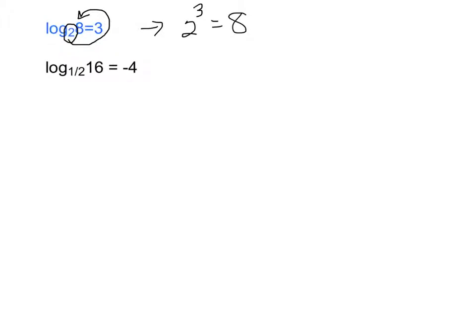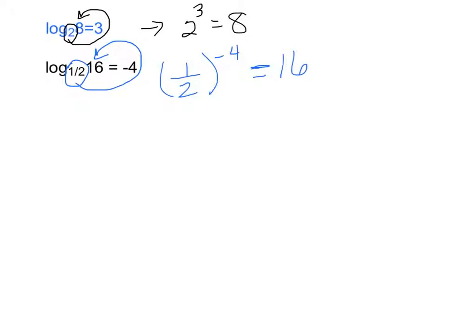Okay, check this one out. Log, and the base here is 1/2, of 16 equals -4. You do the exact same thing. You take your 1/2, bring it around to the equal sign and to your answer. So 1/2 to the -4 power equals 16. Pretty cool, right? Now, let's look at this for just a second.